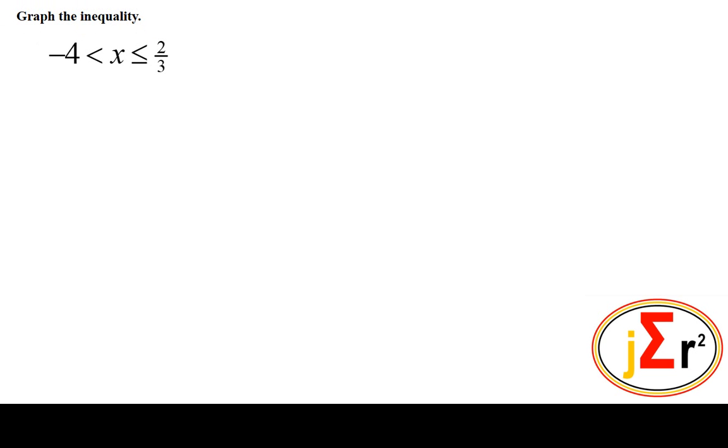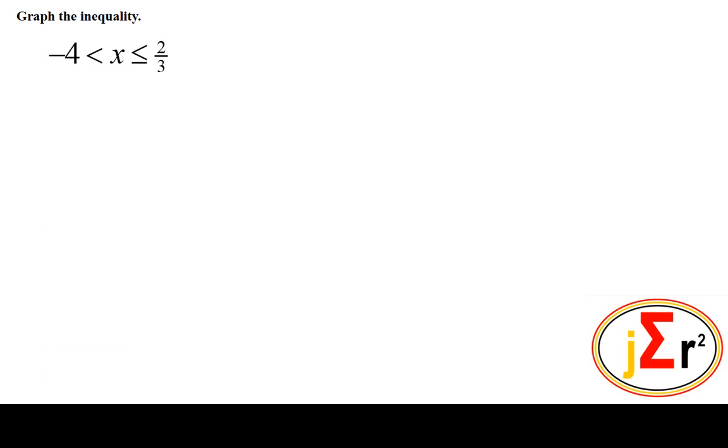Let us graph the inequality that is given. Negative 4 is less than x is less than or equal to 2/3. So that is your inequality, and of course we discussed that before. Because of the numbers on opposite sides of x, we typically call that kind of inequality a two-sided inequality.